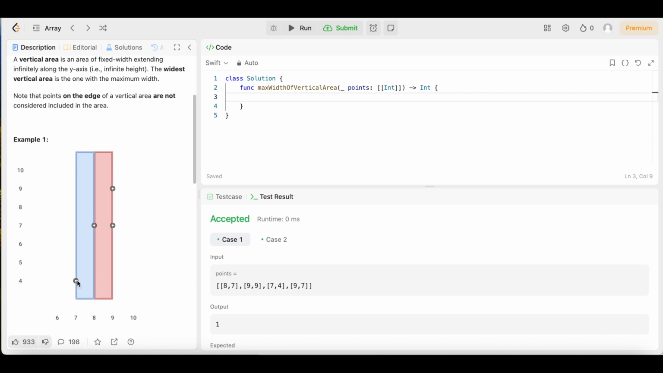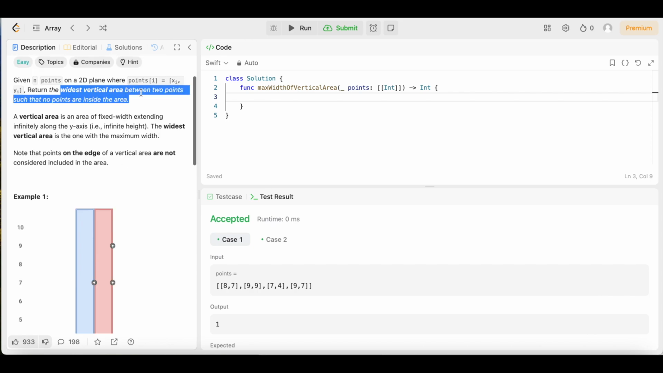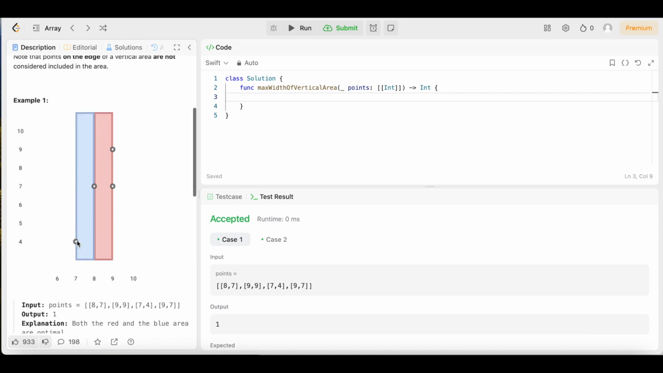So we want to measure the distance from this point to this point, but imagine that they're right next to each other. We don't have to go diagonal. We're just checking the x-axis. But we can't include this point to this point, right? We can't go from 7 to 9 because there's a point right here, 8. It says between 2 points that no points are inside of the area. So we can't go from here to here. That would be 7 to 9, that would be 2. Nah, we can't do it like that.